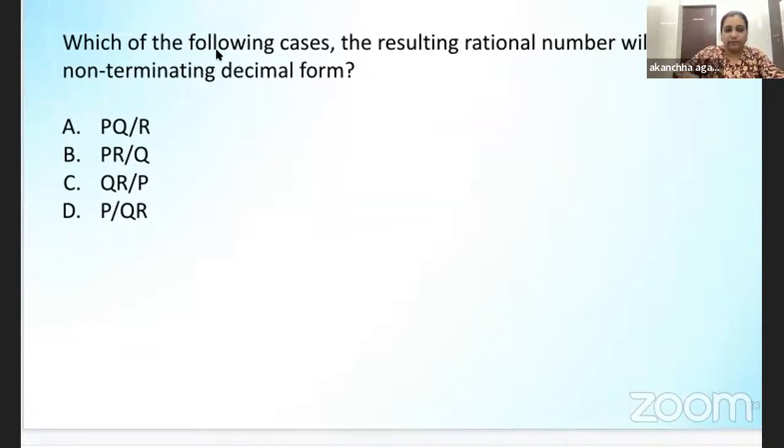Now let's do this problem. Which of the following cases the resulting rational number will have a non-terminating decimal form? So in this particular question, you will have to see in which of the following options in denominator we have a term which does not have any other factor than 2 and 5. But since it is asking non-terminating, you have to see which of the following denominators will have a factor other than 2 and 5.